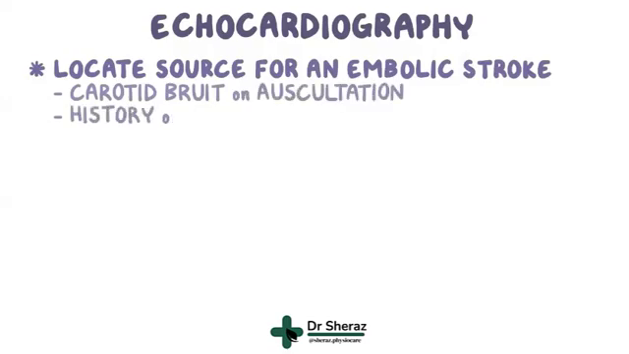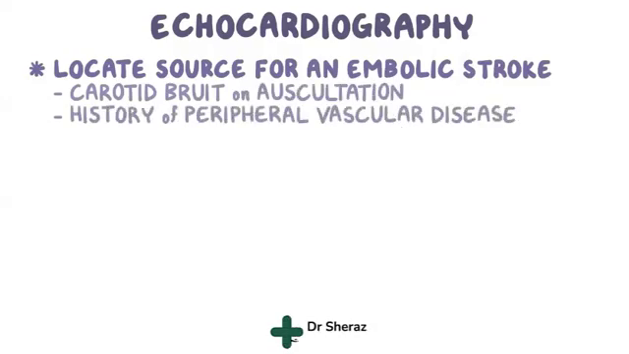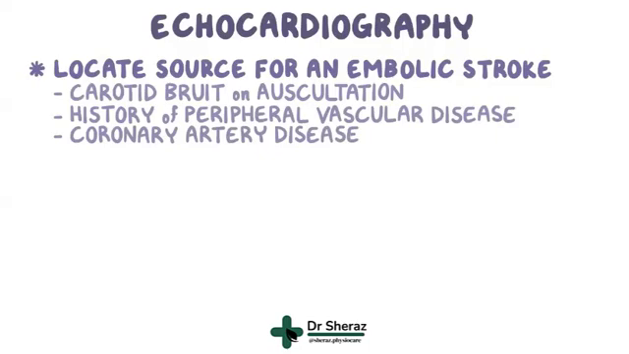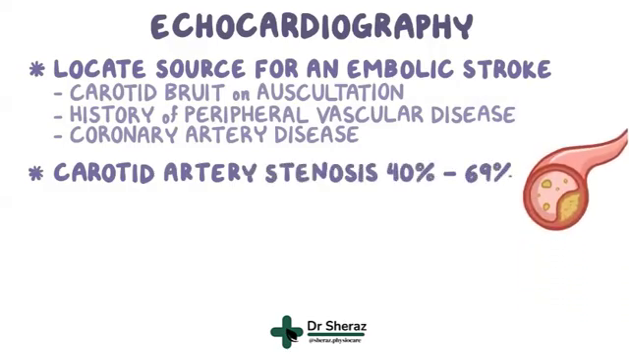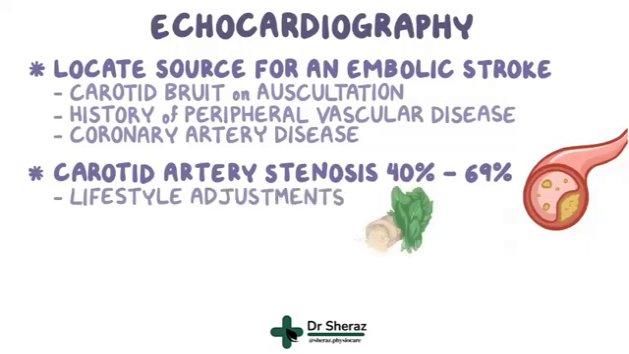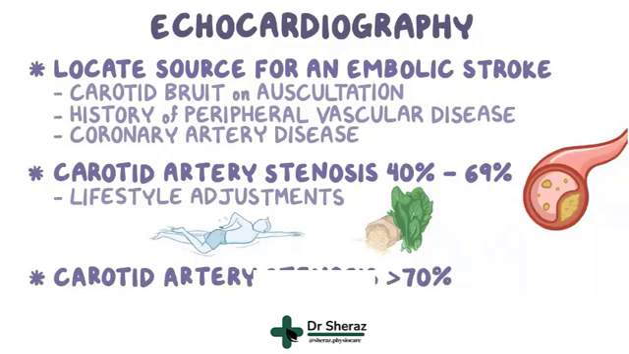If a patient has a carotid bruit on auscultation, or has a history of peripheral vascular disease, or has coronary artery disease, then both carotid arteries are assessed with a carotid ultrasound. If there's carotid artery stenosis that includes 40 to 69% of the lumen, then an individual is told to make lifestyle adjustments, like a better diet and an exercise plan. If the stenosis is 70% or greater, and the patient is symptomatic, then a surgical stent is placed or a carotid endarterectomy is done.